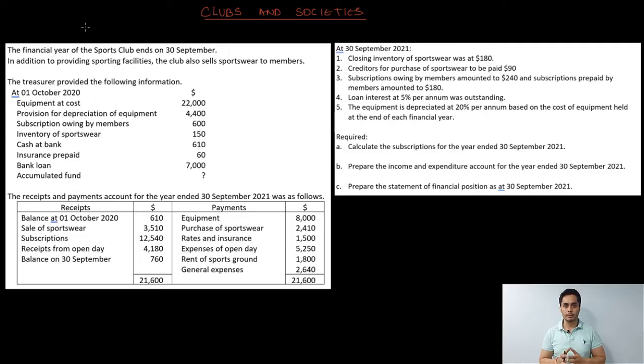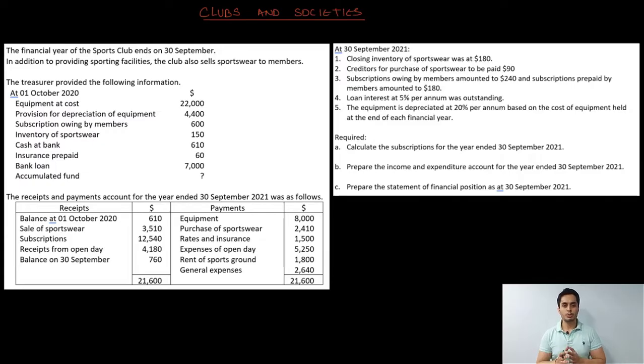How do I calculate subscriptions for the year? There are 2 ways. First, you prepare a subscription account and the balancing figure in the account will be the income for the year. But if the question doesn't specifically mention to prepare a subscription account, and it's just to calculate the subscriptions for the year, you could use the formula method wherein you add and subtract the relevant adjustments to the subscriptions received. You will arrive at the subscription for the year. I will show you both the methods and then you decide which one is suitable for you.